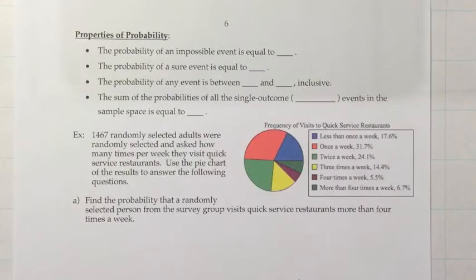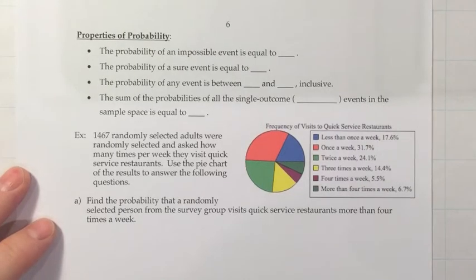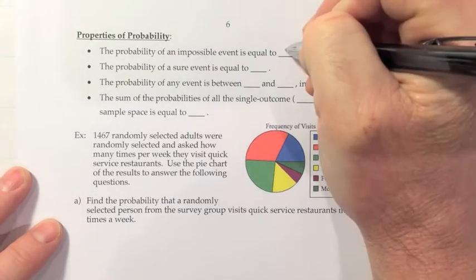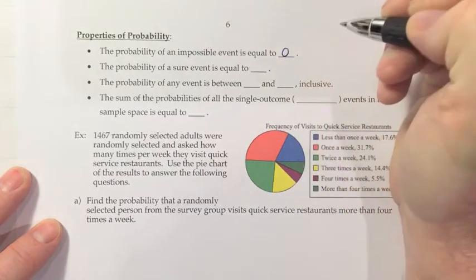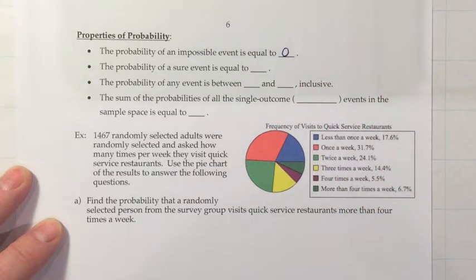All right, continuing on, let's go ahead and look at some properties of probability, and then we will also do some more examples. So the probability of an impossible event is equal to 0. So that's the lowest probability you can ever get for a probability question. If it's absolutely impossible the event could happen, the probability would be 0.